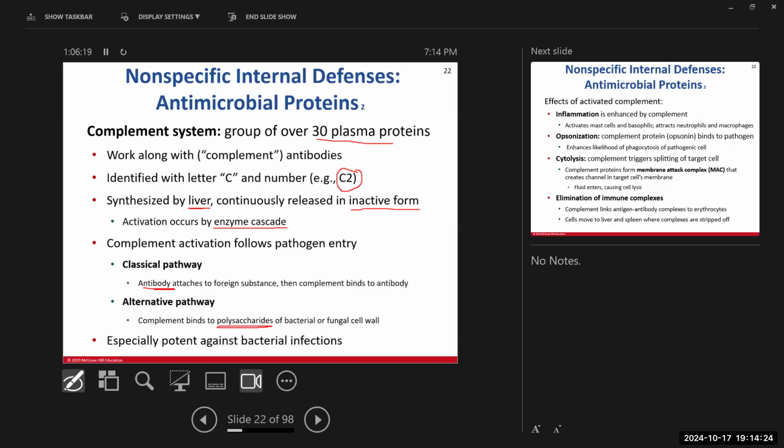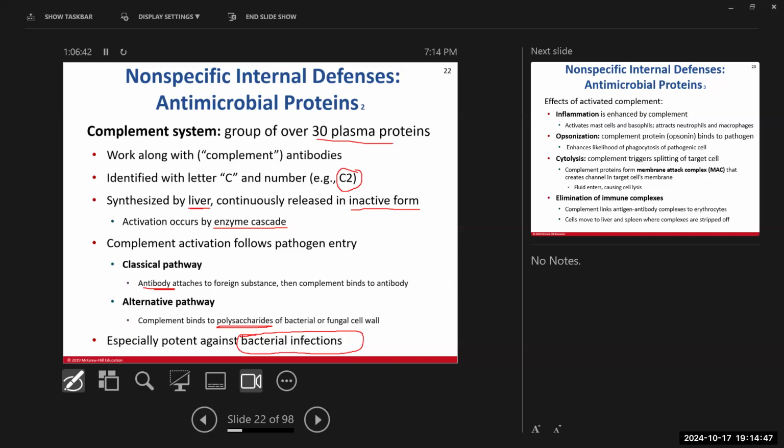All right. So the nice thing about complement is that it's great for bacterial infections. I mean, it's pretty awesome. So essentially, when the complement's activated, and we'll talk about how it works, all right? Because there's a couple different ways that complement affects things once it's activated. So we're going to talk about those right now.